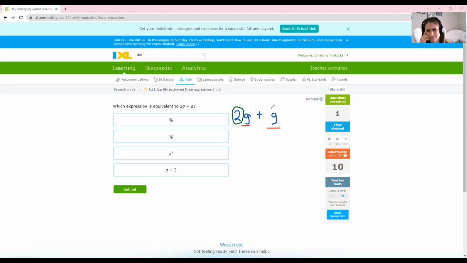But if we look at this one, what's that coefficient? I don't see anything there. It's not 0 because there is a g there. How many g's are there? 1. So whenever you have a variable by itself, there is technically a coefficient of 1 because there is one of them there. We can now add those coefficients. 2 plus 1 is 3, and our g, our variable, stays with it. Be careful when you look at your answer choices not to rush and make sure you always pick the one that does match your answer.